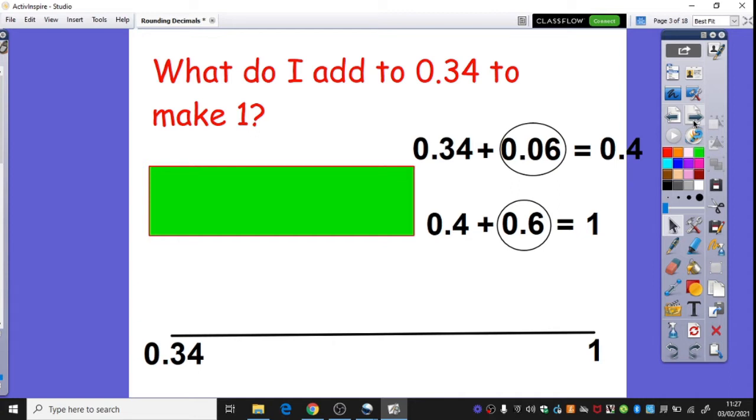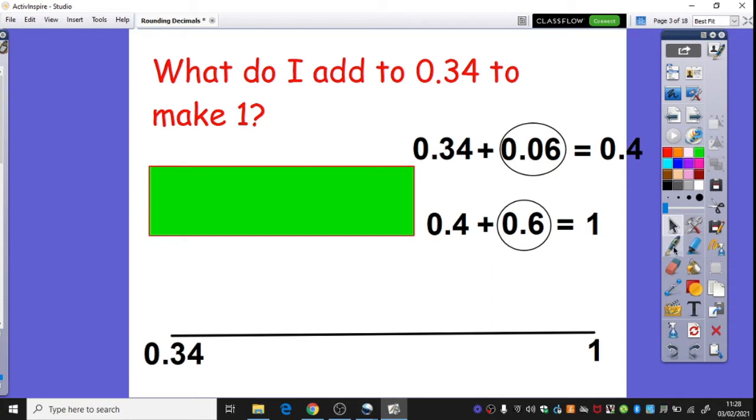So we can see here we've got 3 tenths and 4 hundredths, so we can also read this as 34 hundredths. So almost thinking back to yesterday, we know that 100 hundredths make one whole, so if we've got 34 of them, how many more do we need to make one whole?